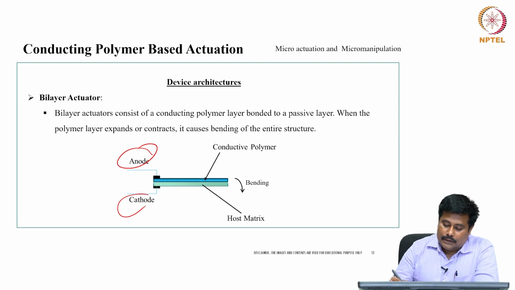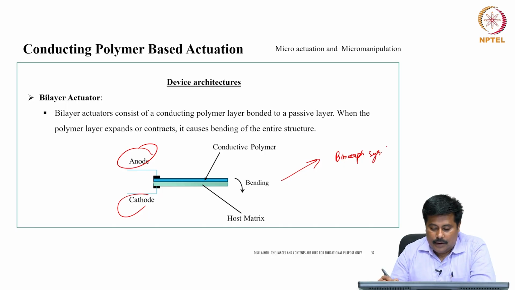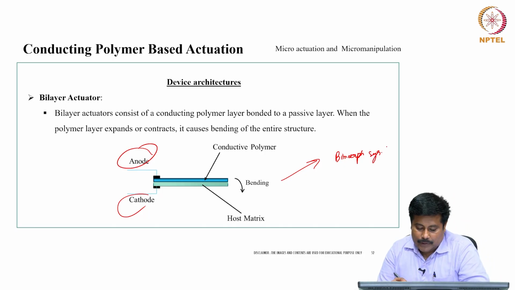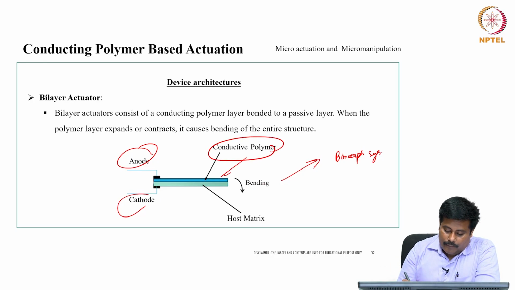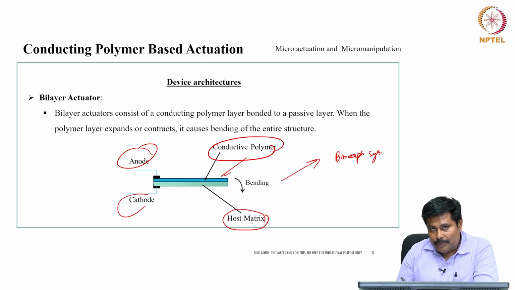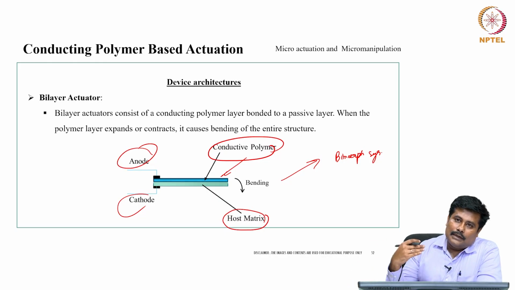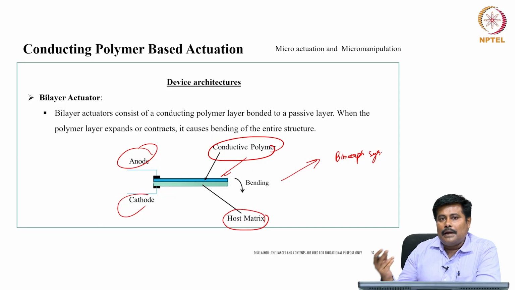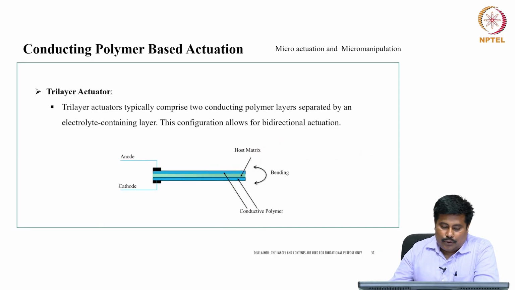Similarly, it is almost equivalent to a kind of biomorph system which we had discussed earlier for shape memory alloy. That is, the actuation of the system is taken care of by the conducting polymer for bending. However, the host matrix acts as a kind of support structure, so that when the return stroke is happening, this host matrix will participate and it will ensure the return stroke.